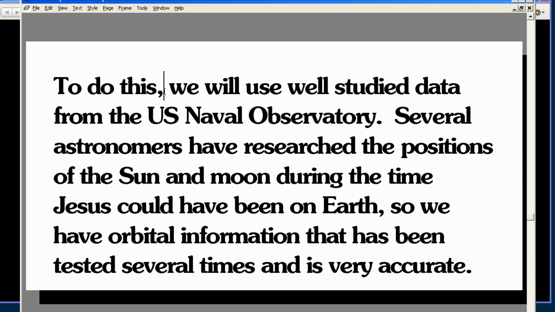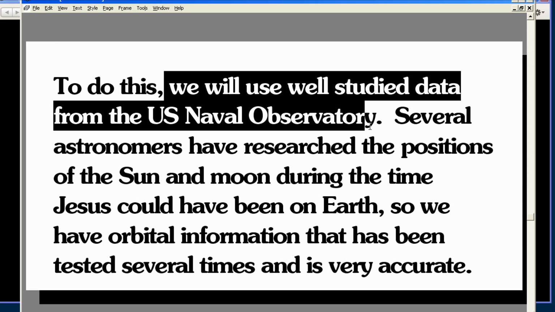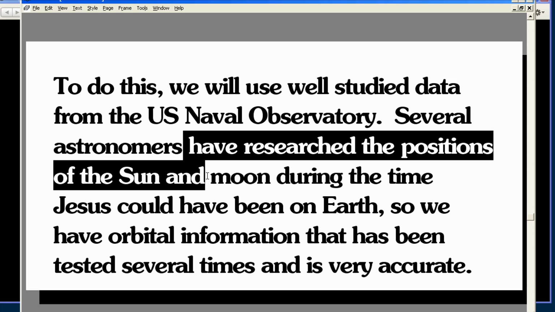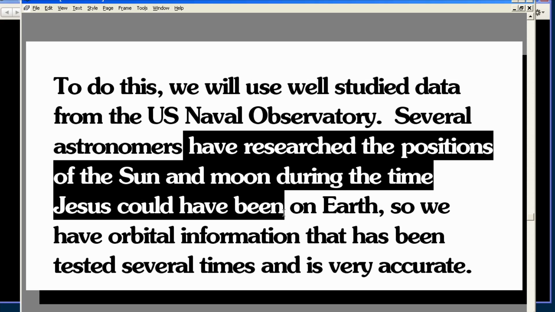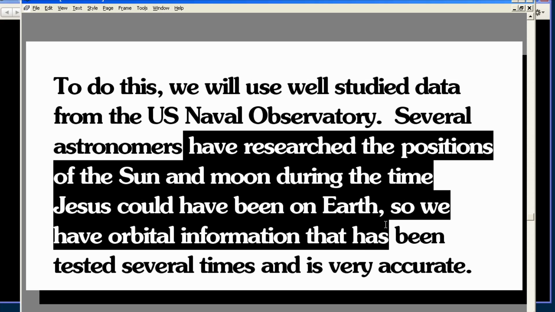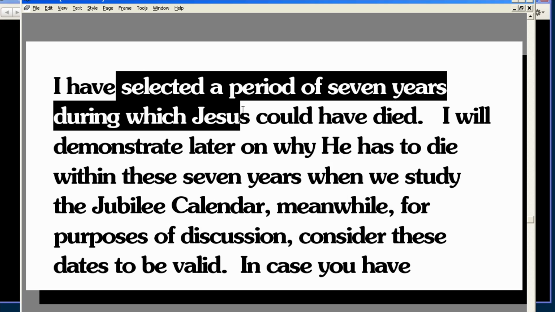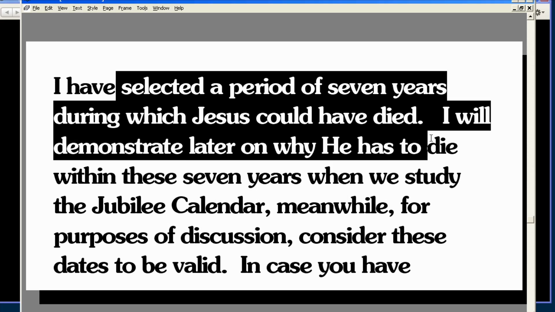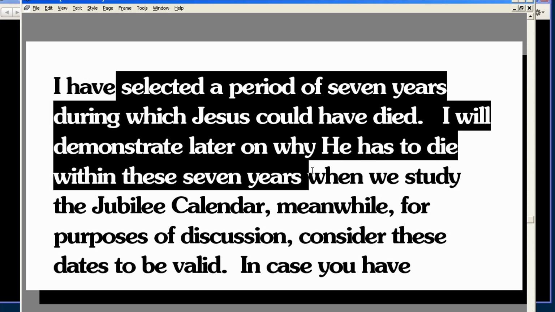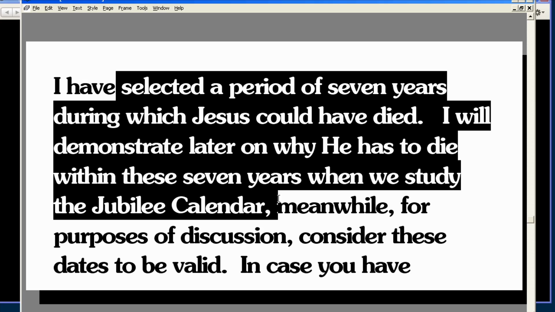To do this, we will use well-studied data from the U.S. Naval Observatory. Several astronomers have researched the positions of the sun and moon during the time Jesus could have been on Earth, so we have orbital geometry that has been tested several times and is very accurate. I have selected a period of 7 years during which Jesus could have died. I will demonstrate later on why he has to die within these 7 years when we study the Jubilee calendar, but for now and for purposes of discussion, just consider that these dates are valid.